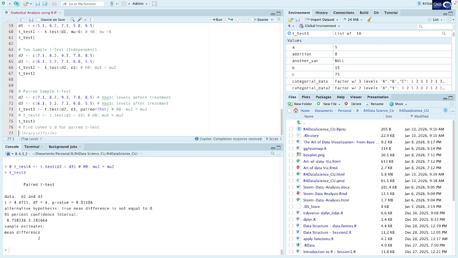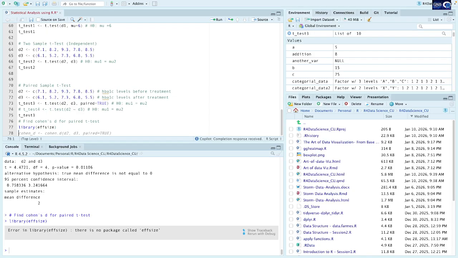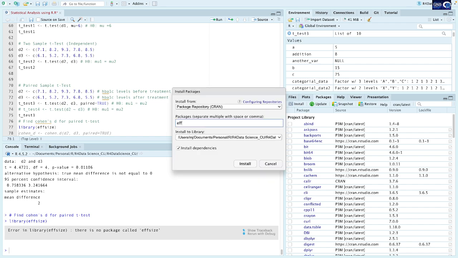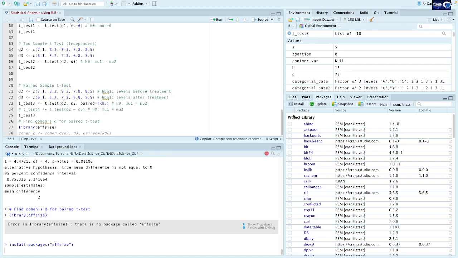We will find Cohen's d for the paired t-test. It is computed using a package called effectsize. I'll tell you the importance of this as well.